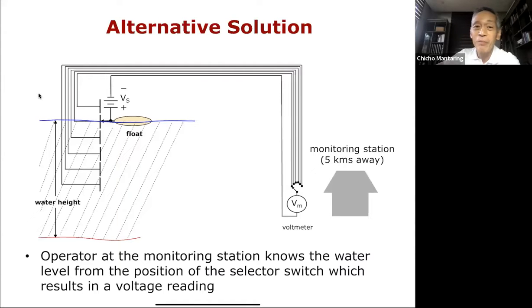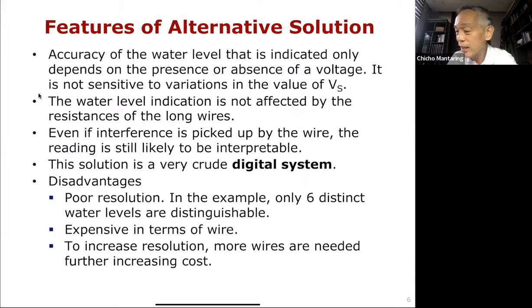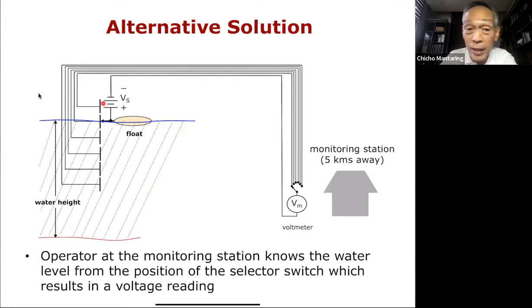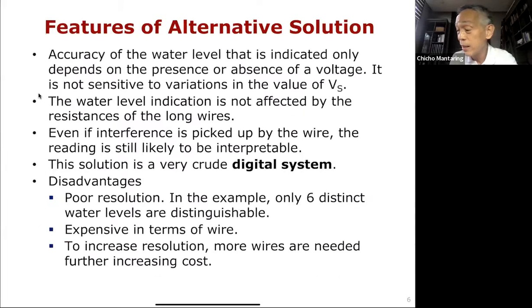350,000 pesos in wire, no? The cost of the wire, pwede ka nang bumili ng second-hand na kotse. So that is the second disadvantage. Okay? Yet, if we want to increase the resolution, let's say we wanted it to be more sensitive, kailangan dagdagan natin ng contacts. And if we add contacts, then we would also be adding now wire. And therefore, it would even make the cost more.